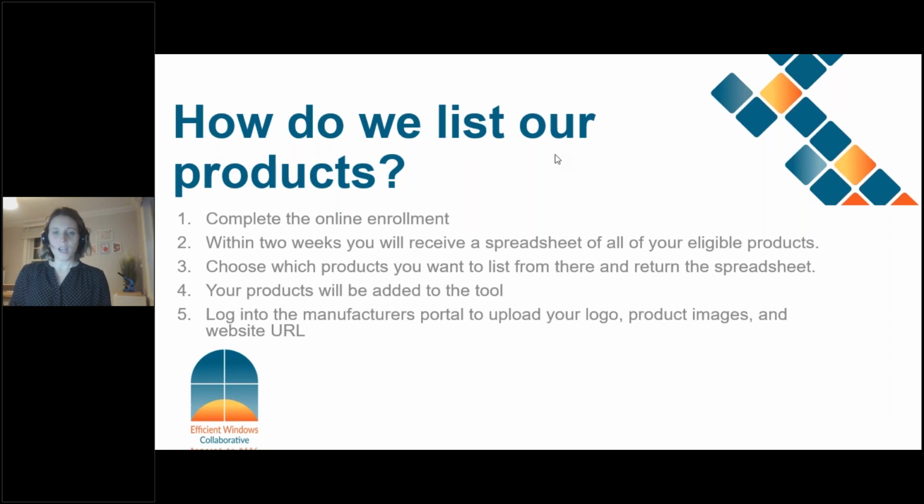And this is a change from the previous process. Instead of you having to fill out that whole sheet, we're going to do that for you. Then we send it back and you select from that sheet which products you would like to list. Once we get that, we can upload your products into the tool. Then once your products are in, you can log into the manufacturer portal to make sure all of your other information is up to date, such as your logo, product images, and your website URL.